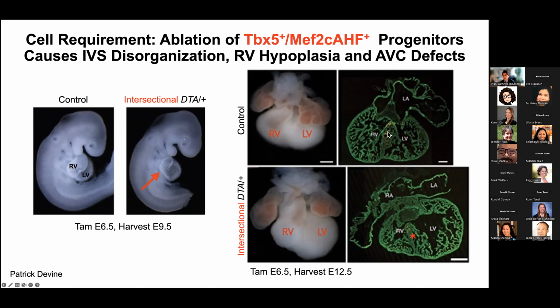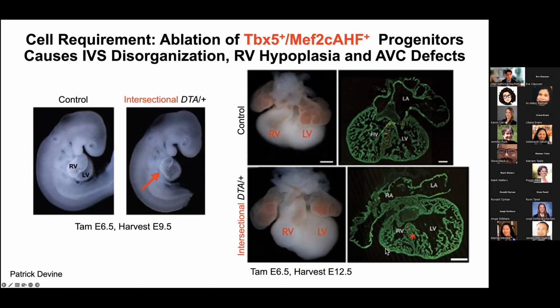And you can see some red cells here, these double positive red cells. And in the diphtheria toxin mutants, we see that there's sort of disorganization of the interventricular septum. It's not as compact here as in here. And then again, you can see this sort of lumpy, bumpy appearance of this RV hypoplasia. We think that there might be some LV hypoplasia, but it's certainly more striking on the right side.